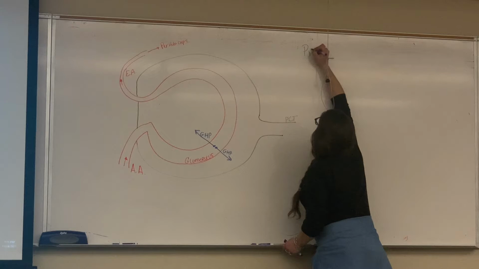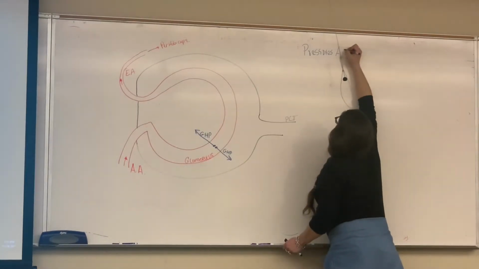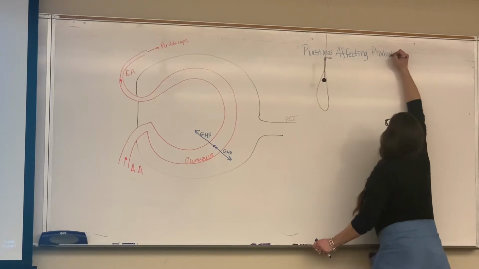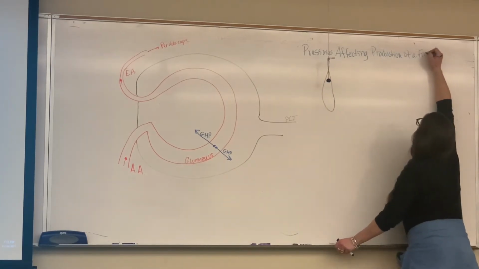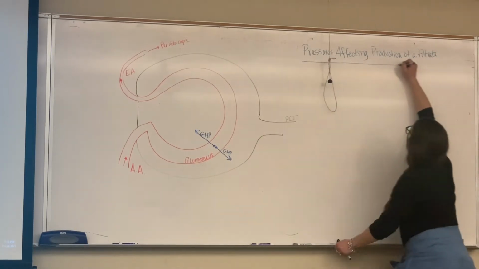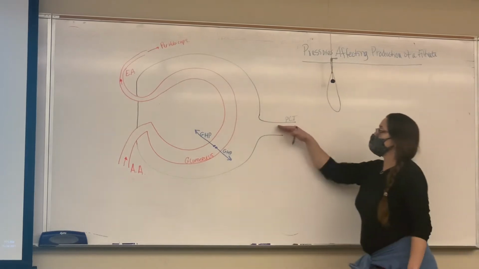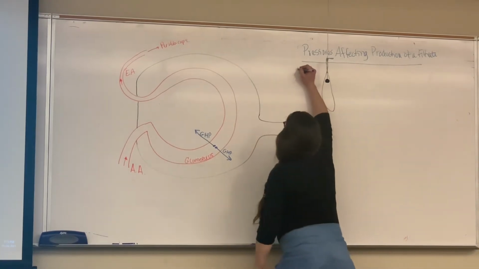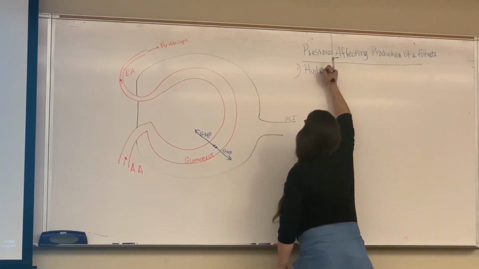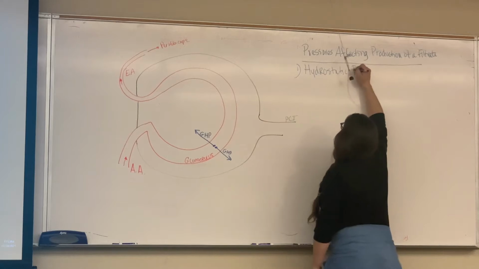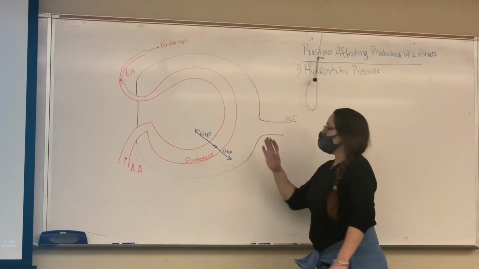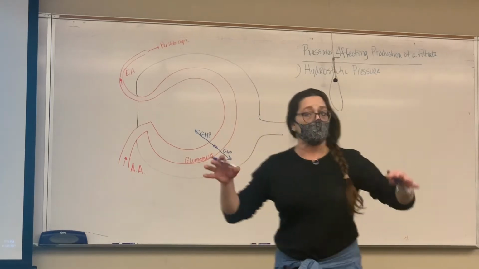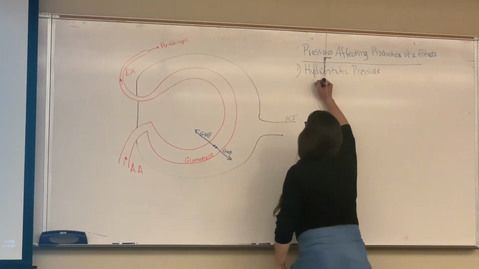So we'll put pressures affecting production of a filtrate. This is what determines whether we produce a filtrate that starts traveling through the PCT, the loop of Henle, the DCT, or not, okay? So we've got hydrostatic pressures, that is one. And again, a hydrostatic pressure is just something pushing against something else. And the major driving force for producing a filtrate, the major driving force that's going to cause water and solutes to come out, is that right there, the glomerular hydrostatic pressure.